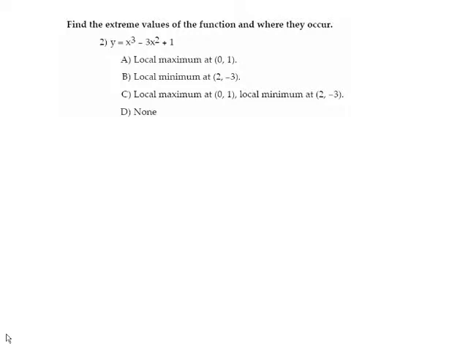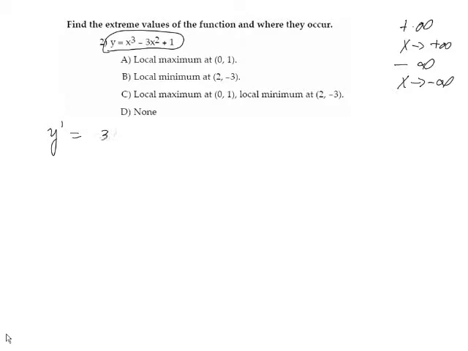Second problem, we want to find any extreme values of this function. Notice it's a polynomial, and it's a third order, and it's going to go to plus infinity as x goes to plus infinity, and it's going to go to minus infinity as x goes to minus infinity. So it's not going to have any absolute max or min, but it could have a local max or min. So let's try to find the critical points.